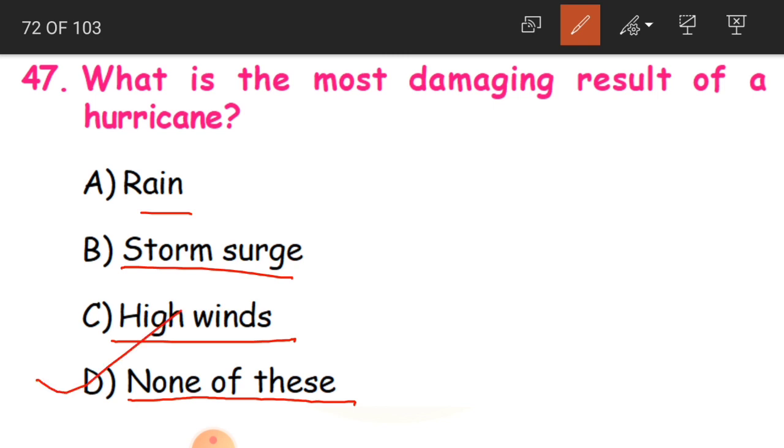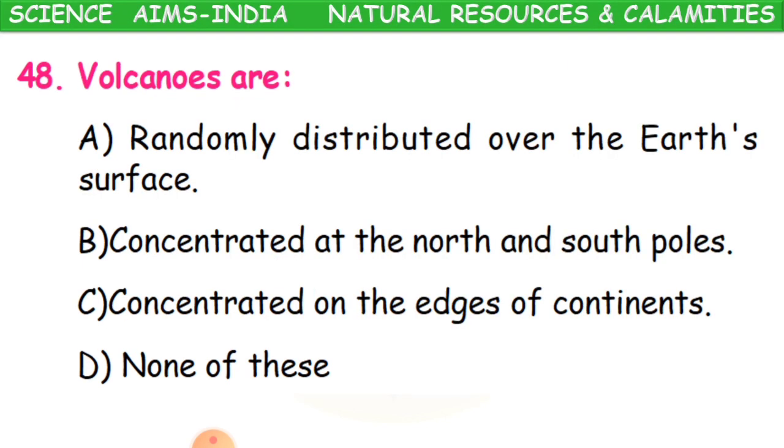Okay, what is the most damaging, in the sense, so actually because of this hurricane, what happened? Most of the coastal cities and towns are going to get damaged. Okay, so not A, B and C. So that is why D is the correct answer.